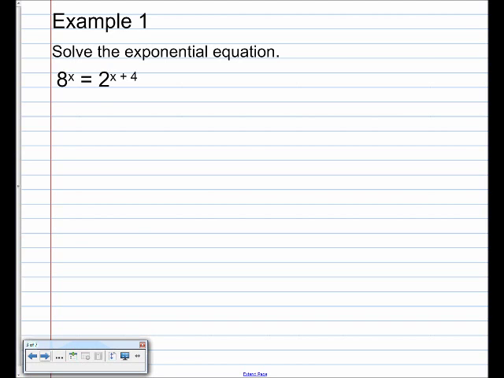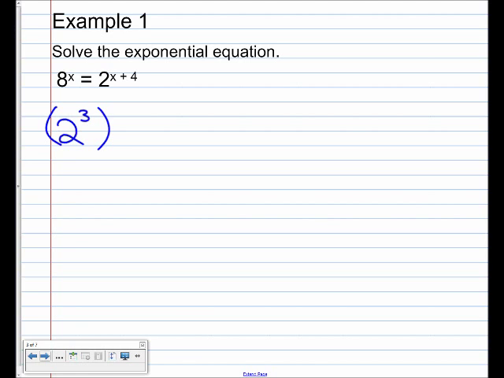Can you think of a way to rewrite 8 using the base of 2? I'm really asking you, 2 to what power gives you 8? It's not 4. It's 3. 2 times 2 times 2 is 8. So 3 of them. That's why we have the yellow calculators to help you if you can't do this mentally. They're right behind Adrian.